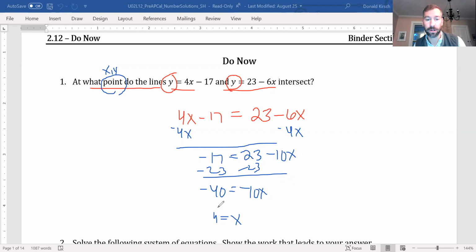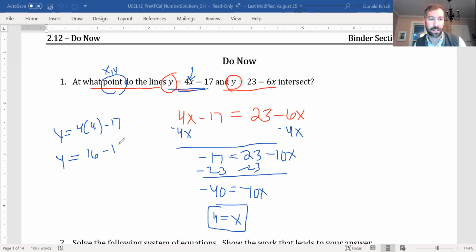And so with that being said, we're going to plug that 4 into either equation to get the y value. So notice how I'm actually taking this first equation, and the only thing I'm changing is the x based on what I've already found. Now I get y equals 16 minus 17, which is negative 1. Now I could check my answer by plugging it in here as well, that 4, and I should also get negative 1. So let's just make sure that we write this coordinate point, 4, negative 1. Make sure that you have that.